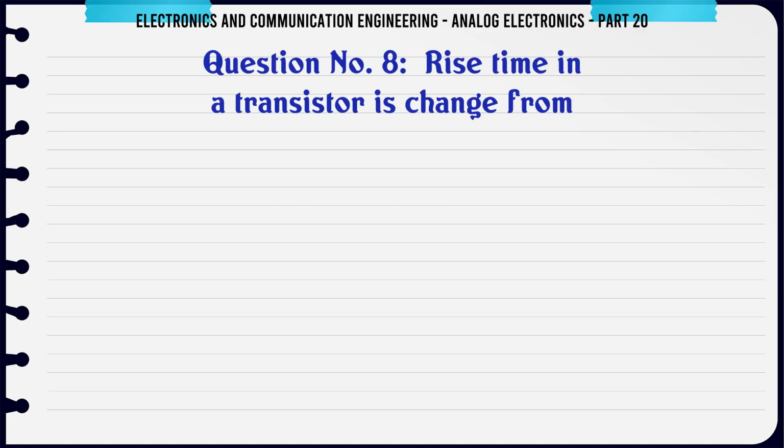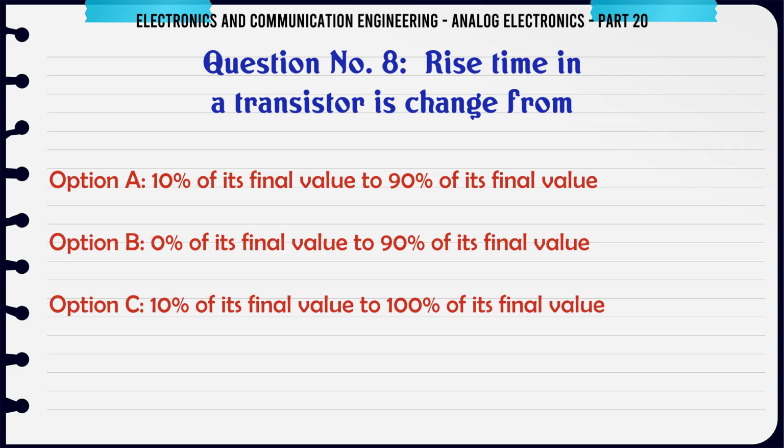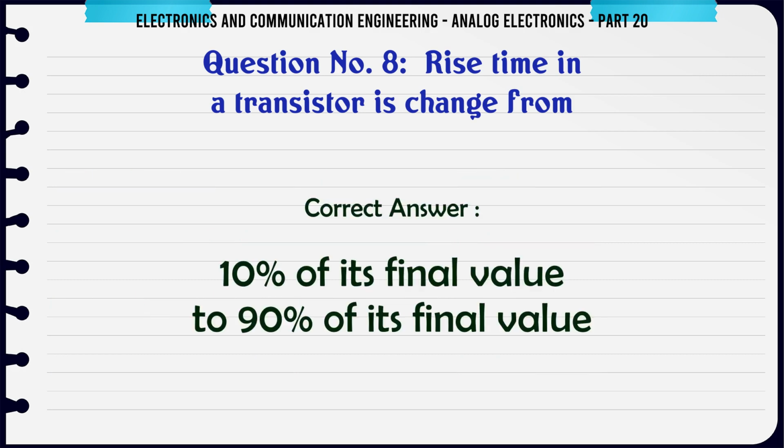Rise time in a transistor is changed from A. 10% of its final value to 90% of its final value. B. 0% of its final value to 90% of its final value. C. 10% of its final value to 100% of its final value. D. 10% to its final value to 50% of its final value. The correct answer is 10% of its final value to 90% of its final value.